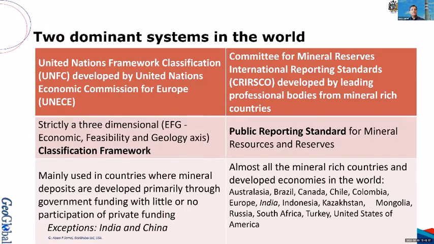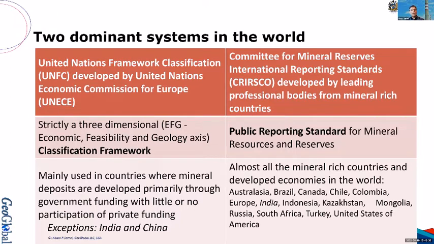UNECE is strictly a three-dimensional classification system. That is a resource and reserve classification system. But the reporting codes are coming from the CRIRSCO family. They are public reporting standards. They're meant for reporting the exploration results, resource and reserves in the public domain for raising capital. Here, the last point actually, you have the list of all 14 countries that are members of CRIRSCO. They all have their own reporting code.